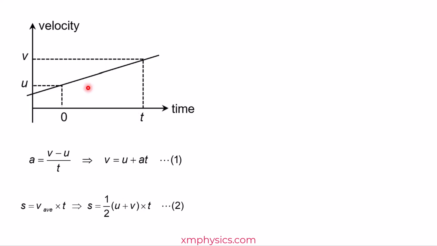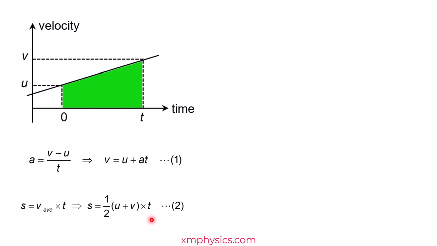Actually, from the graph, we can also arrive at this step, yeah? Because the area under the VT graph is the displacement. So what is this trapezium area? It's just half of the parallel sides, so half of u plus v, times the height of the trapezium, so that's t. So either way, yeah, we arrive at this equation here.